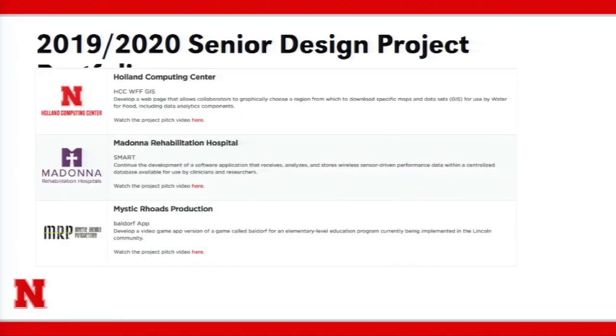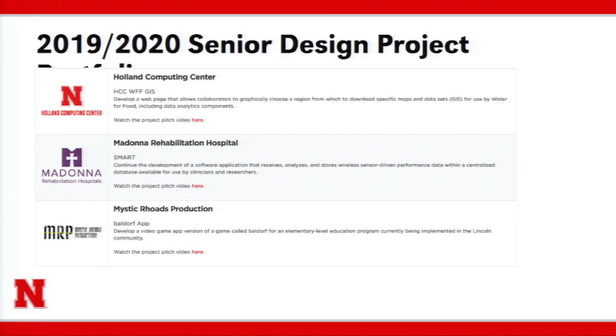Holland Computing Center. Derek, thanks for being here. This is going to be an interdisciplinary effort with HCC, Water for Food, and many other players for a graphic information system. Madonna Rehabilitation Hospital, happy to have you back. And you are working on your smart emerging technology.